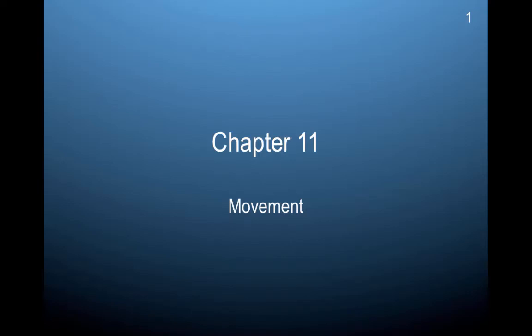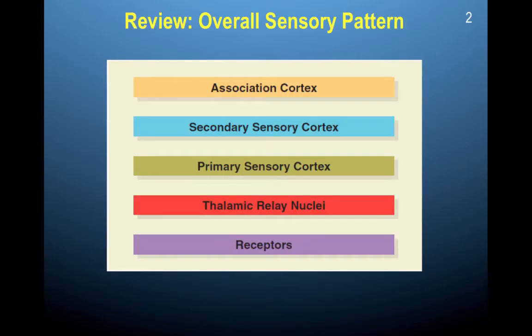So we're starting chapter 11. Now in chapter 11, we're going to be first talking about movement, and then we're going to be talking about somatosensory pathways. And so this overall sensory pattern is the same across these multiple senses.